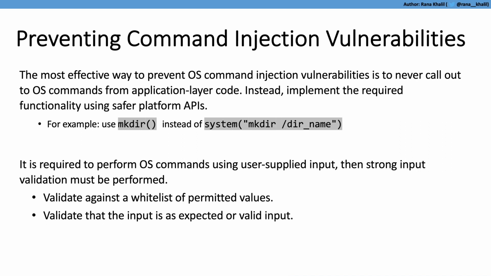The second line of defense is to validate that the input is as expected or valid input. What that means is that if you're expecting the user to only enter integers, then you should only allow the user to enter integers. You shouldn't allow the user to enter alphabets, and you shouldn't allow the user to enter other characters. Similarly, if you allow the user to enter alphabets and integers, well, then what you should do is only allow the user to enter alphanumeric characters, and you shouldn't allow the user to enter other characters in the system. And that's essentially how you would defend against command injection.